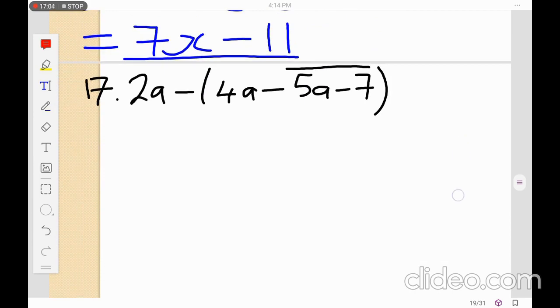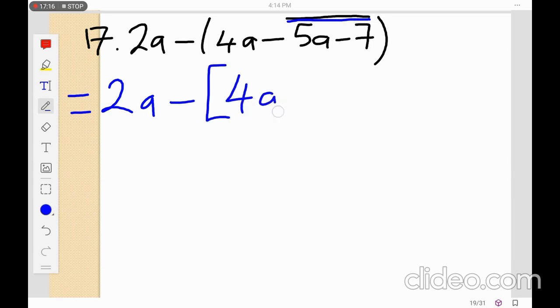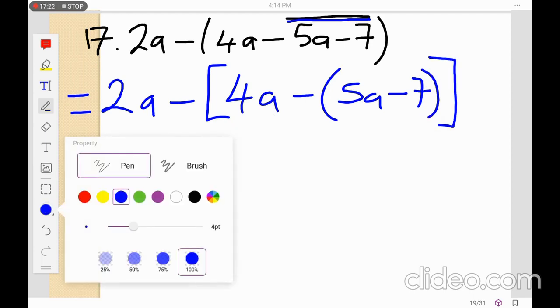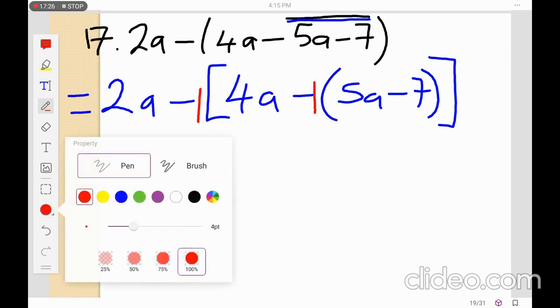Let's look at another question. We have another bracket here again, so we treat it the same way that we just did the previous question. So I'll have 2a minus bigger bracket 4a minus bracket 5a minus 7, and then bigger bracket. So it's as good you'll be taking, this is 1, there's 1 there, so that you simplify your life.